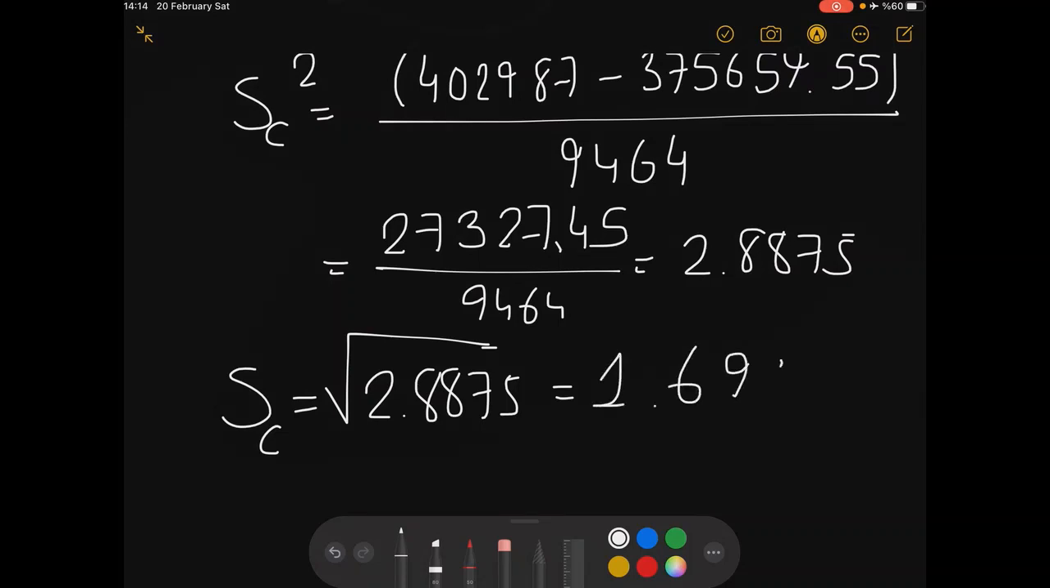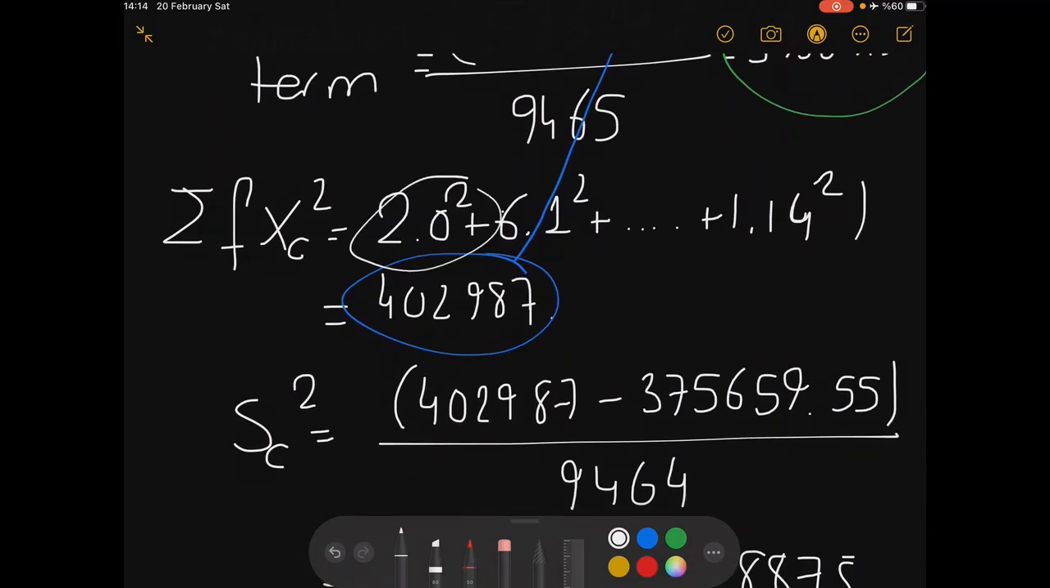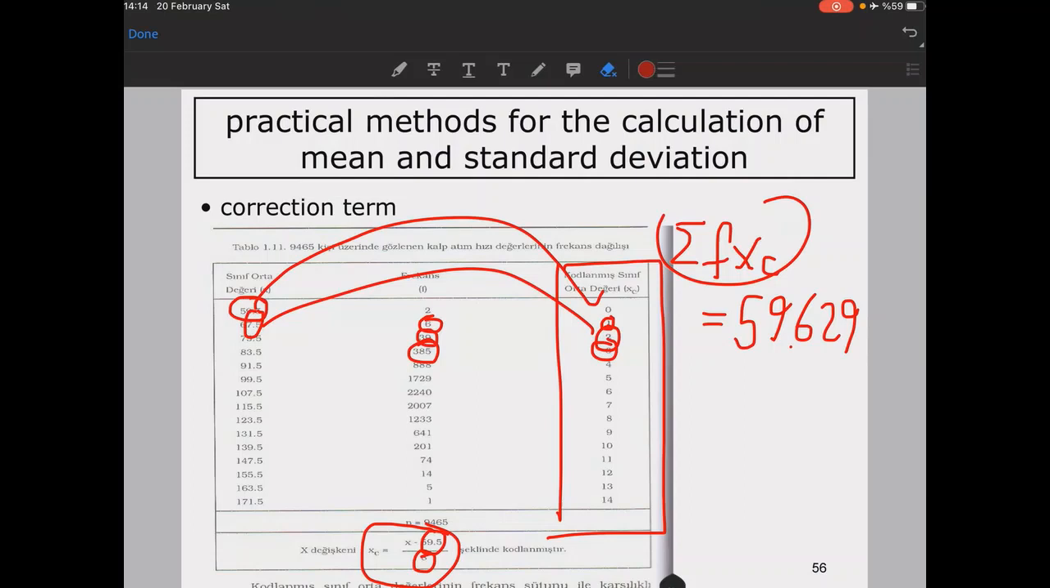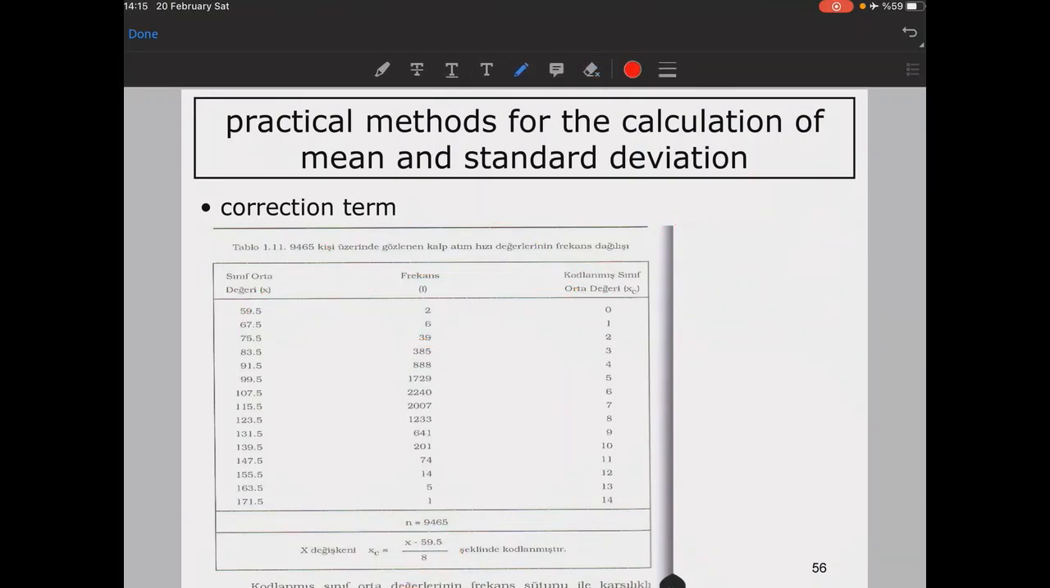Okay, this one will be your values. And how do we calculate this part? Maybe this is the most boring part, but it's easy, right? Again, still it's easy. What you do here is you just do this in a straightforward way. Since they are coded, it's not a big deal, okay? I'm starting from the top row: 2 times 0 square plus 6 times 1 square plus 39 times 2 square plus, and it goes like this, plus 5 times 13 square plus 1 times 14 square.